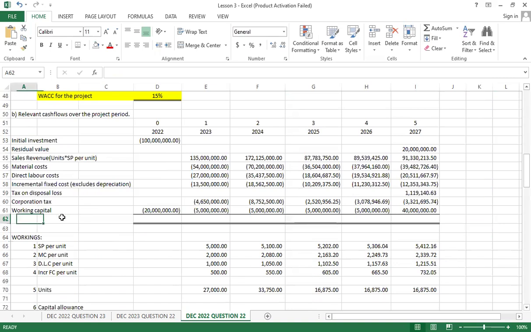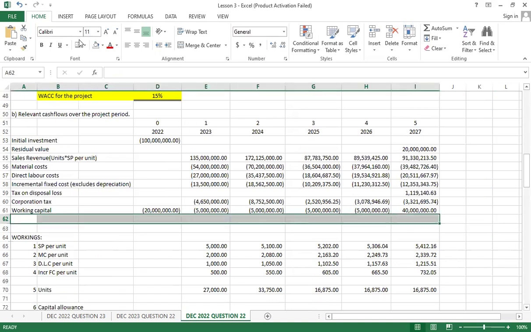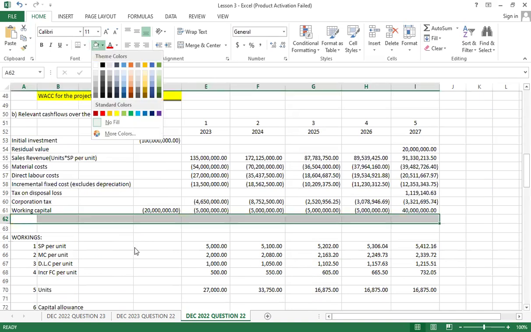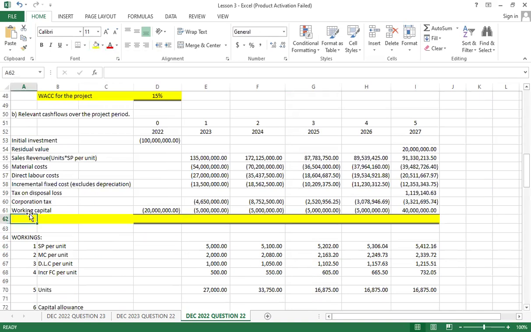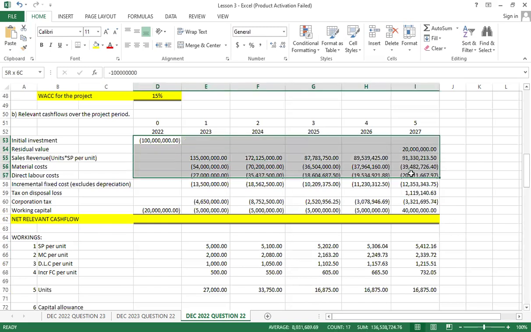This will mean that the final summarized cash flow is what we are looking for here. Let's call it the net relevant cash flow. And very simply, what you do is add these cash flows downwards so that we get the summarized year.